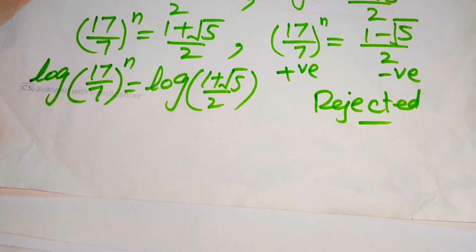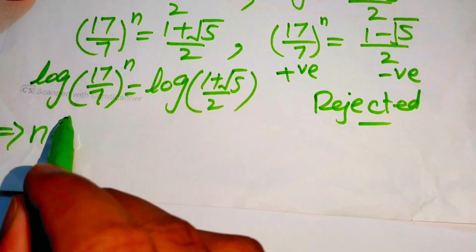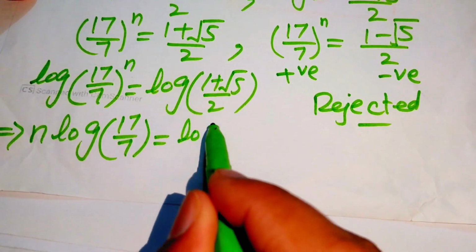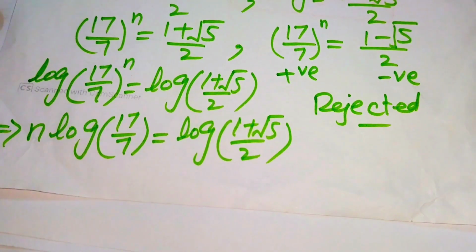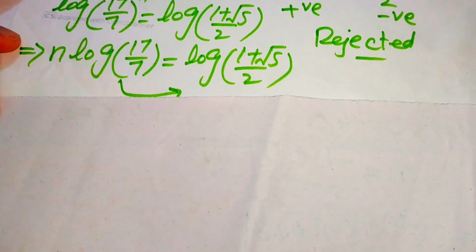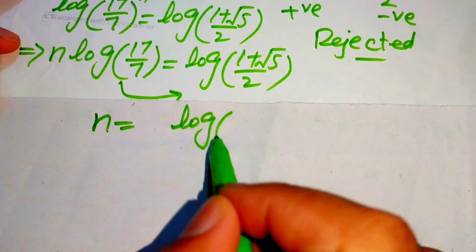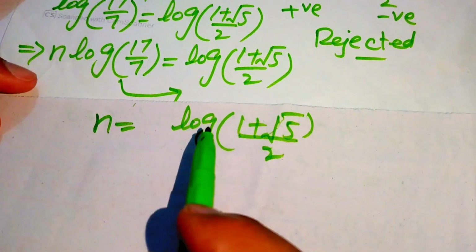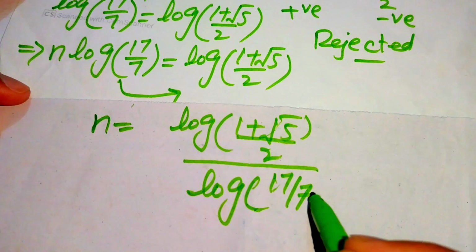Now we use the property of logarithm. We move this exponent in front of the log, and we write it as n times log of 17 over 7 equals log of 1 plus the square root of 5 over 2. In the next step, we move this log to the right hand side, and it is written as n equals log of 1 plus the square root of 5 over 2, divided by log of 17 over 7.